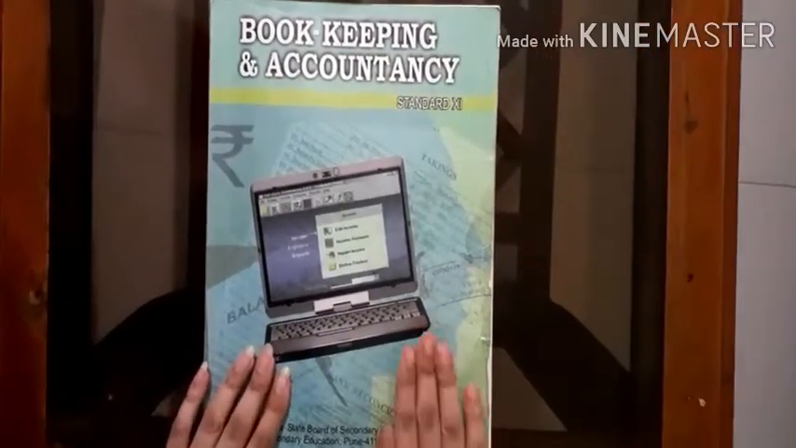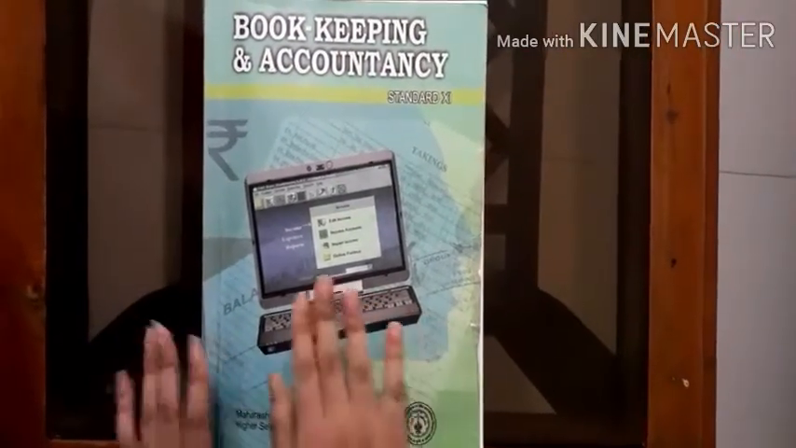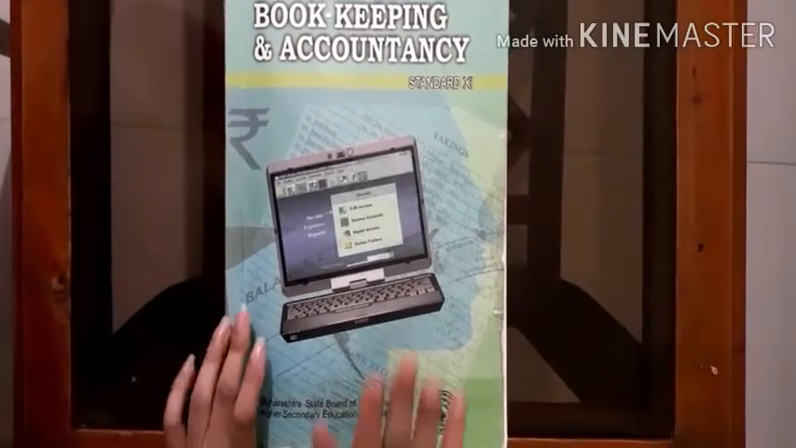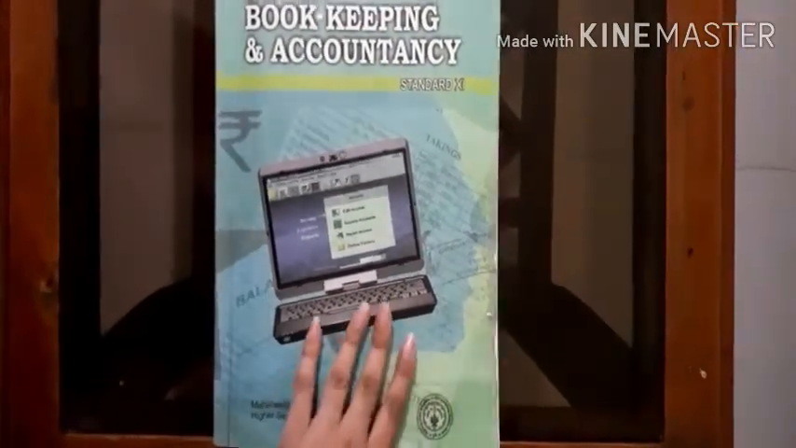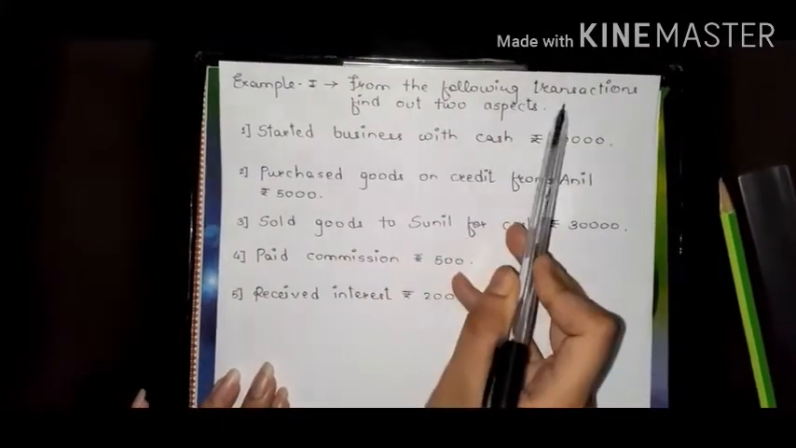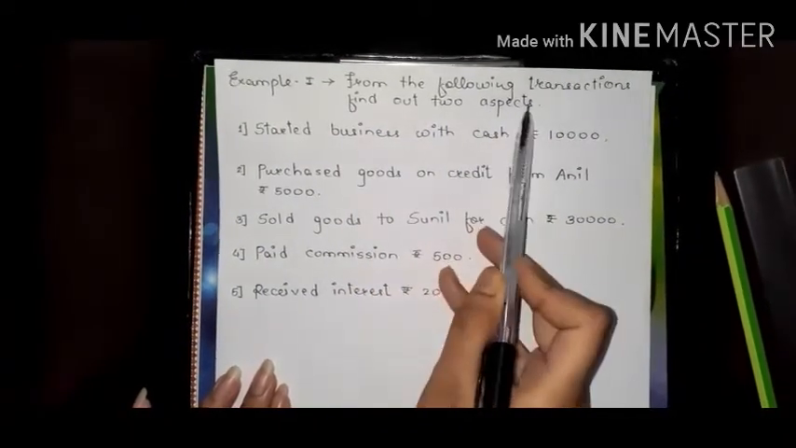So friends, this is your standard 11th bookkeeping and accountancy book. It is a Maharashtra State Board of Secondary and Higher Secondary Education book of standard 11. Now in this, on page number 27, we are solving the first example in this chapter. So here is the example on transactions. I'm going to solve it on paper to show how it works. Okay. So example 1. From the following transactions, find out 2 aspects.